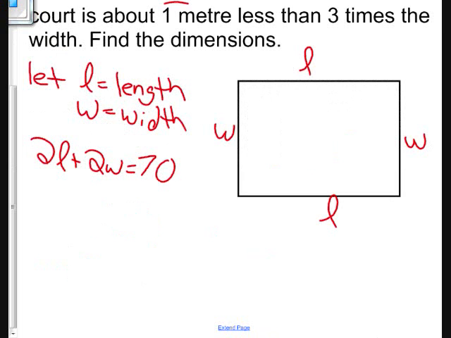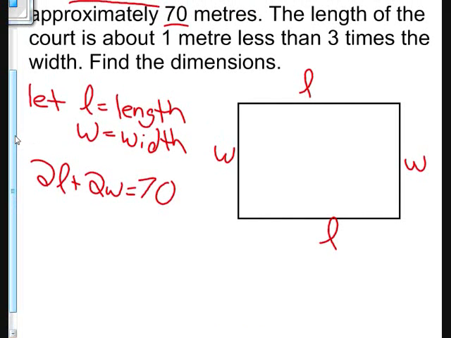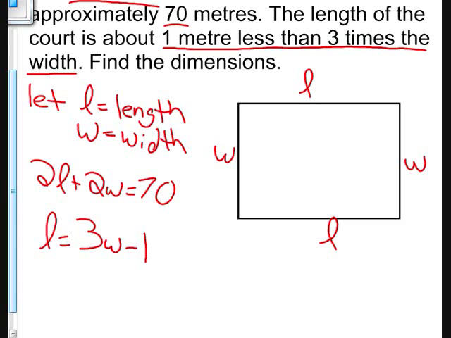Okay, and now it says the length is 1 meter less than 3 times the width. So we have the length, and that is equal to 1 meter less than 3 times the width. How do we write that out? 3W subtract 1. Because we have 3 times the width, and it's 1 meter less than that. Make sense?